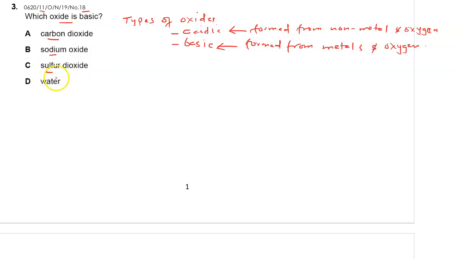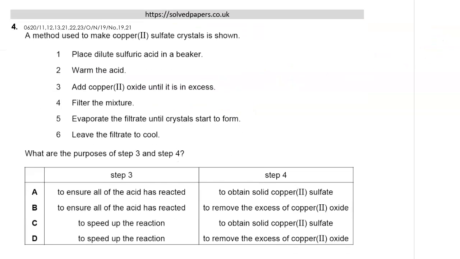Sulfur is a nonmetal, and of course water is formed when hydrogen, which is a nonmetal, bonds with oxygen. So the rest are nonmetals. Only sodium oxide is different, since sodium is a metal, and therefore this makes it the only basic oxide among the rest. So the answer right there is B.